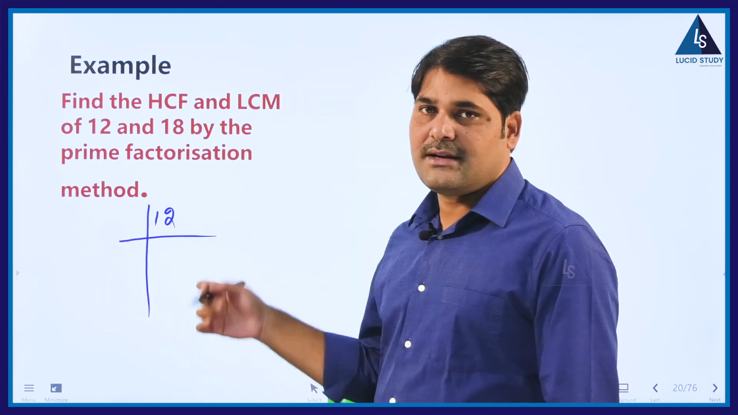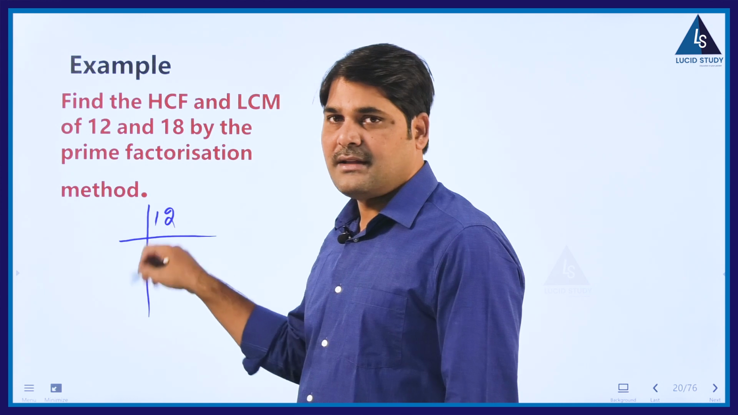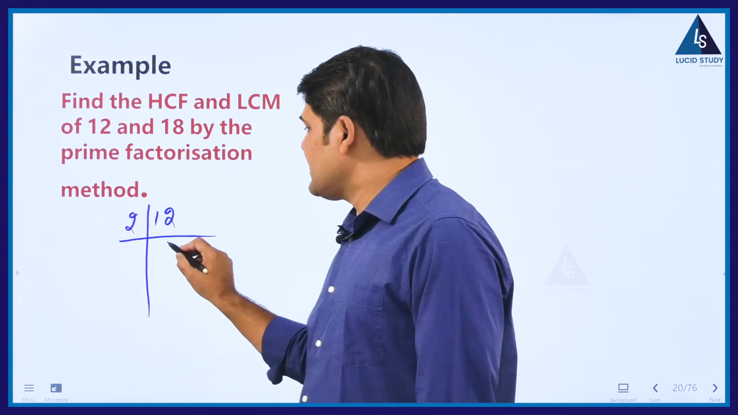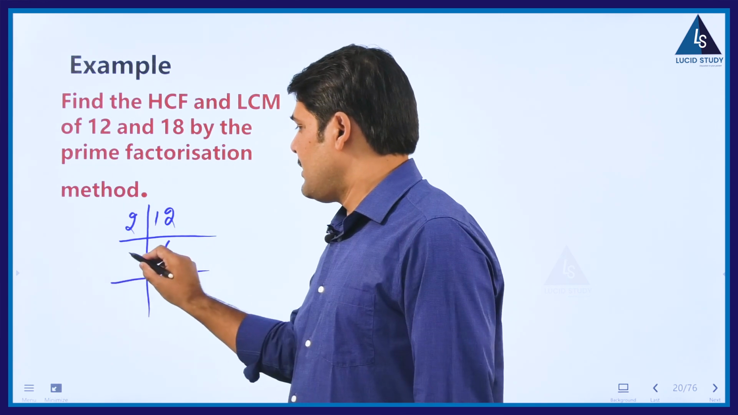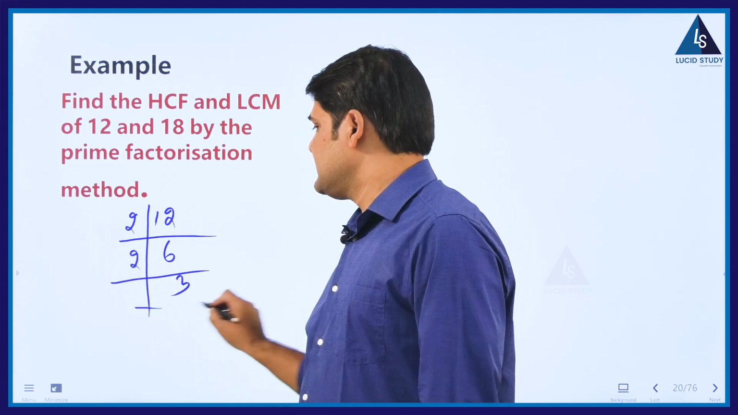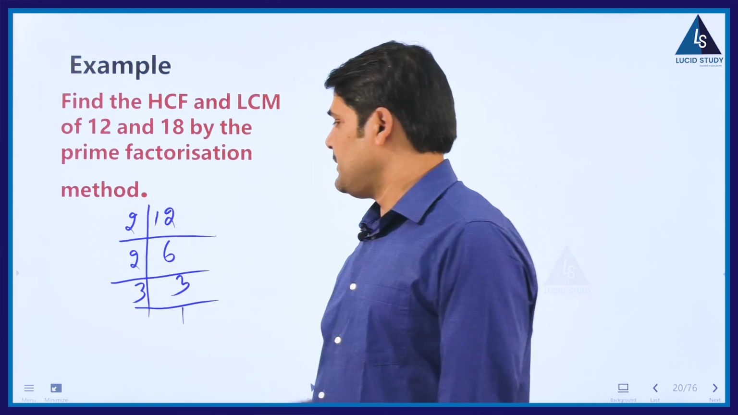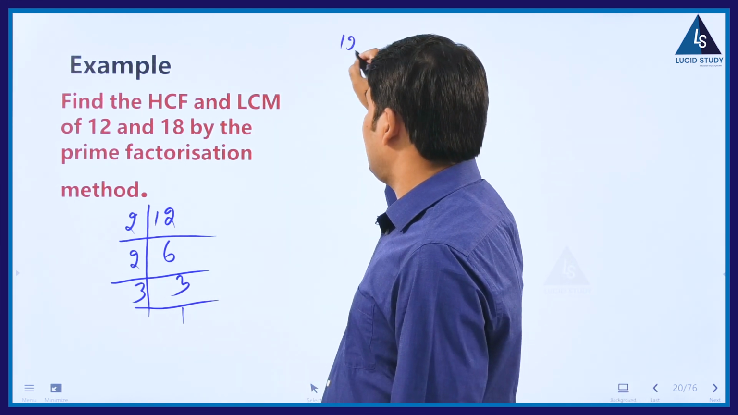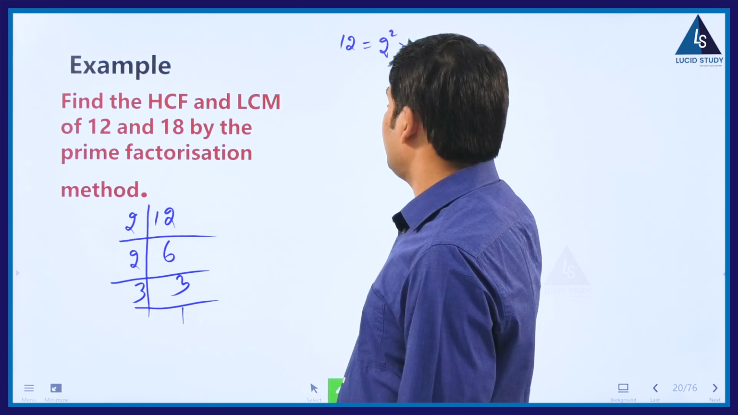First I will check whether it is in the 2 table or not. Only prime numbers we need to take on this side. 2 is a prime number. So 2 sixes are 12. Now 2 threes are 6 and 3 ones are 3. Now 12 is equal to, how can I write? 12 is equal to 2 squared into 3.